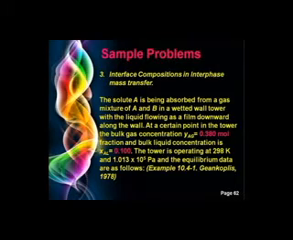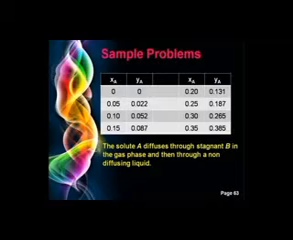At a certain point in the tower, the bulk gas concentration is 0.38 mole fraction and the bulk liquid concentration is 0.1. The tower is operating at 298 Kelvin and 1.013 times 10 to the 5 Pascal, and the equilibrium data are as follows. The solute A diffuses through stagnant B in the gas phase and then through a non-diffusing liquid. With this equation, we know that we are dealing with DTSM.